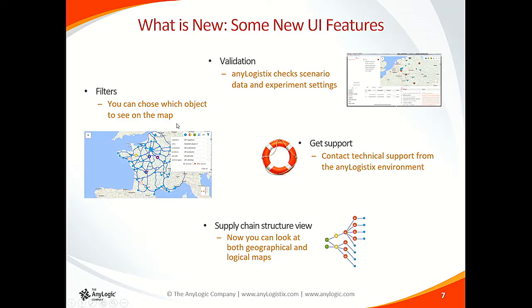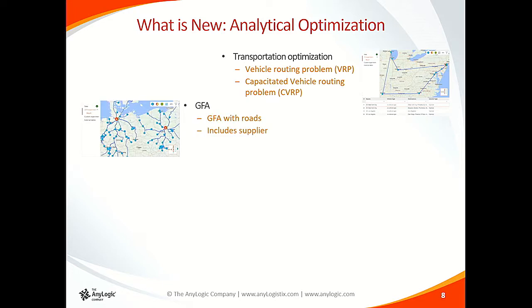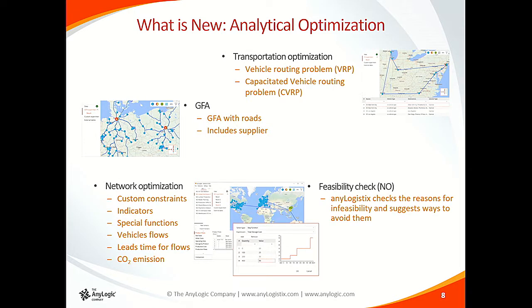Other features we added, if you are talking about analytical optimization: now we have transportation optimization. At the moment we have two algorithms: the vehicle routing problem and the so-called capacitated vehicle routing problem. We added GFA, greenfield analysis by roads. Most of the improvements were done in the network optimization part.